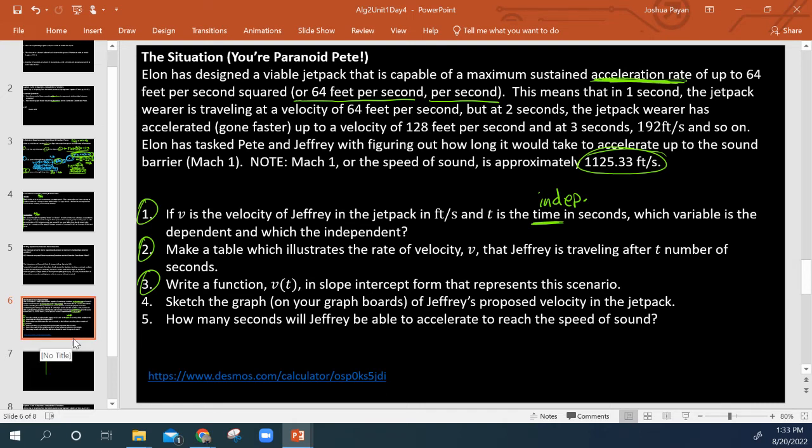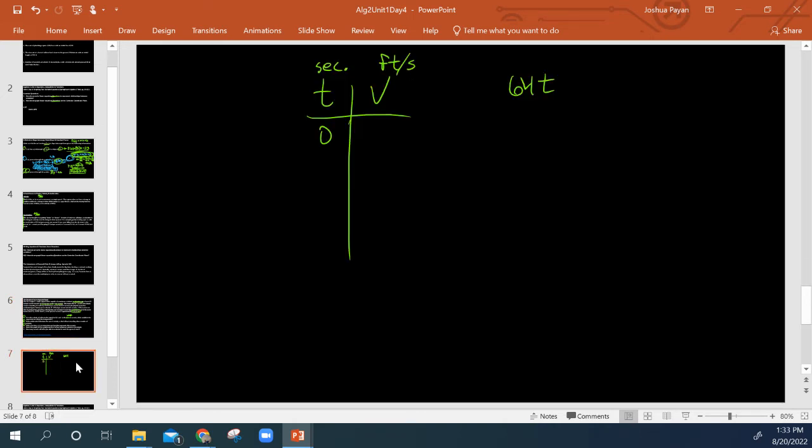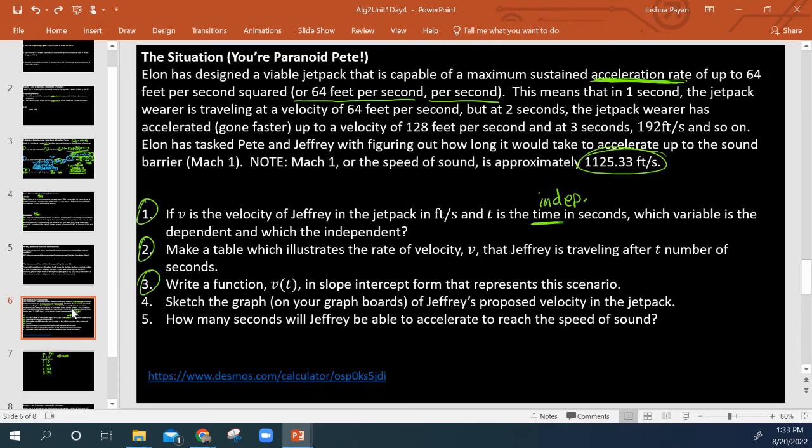Okay. So at 0 seconds, velocity, of course, is 0. At 1 second, we're at 64. At 2 seconds, we're at 128. At 3 seconds, 3 times 64, sorry, I had to grab a calculator, that would be 192, and so on and so on. So our velocity is a function of time, and it's therefore equal to 64 feet per second times the number of seconds that has gone by. So that would be our function.